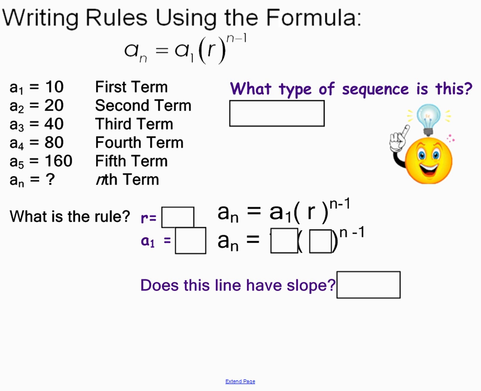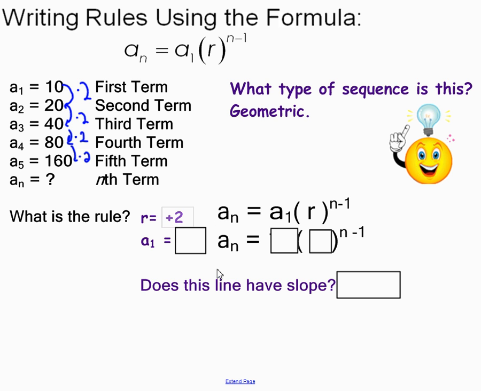I have a sequence over here. My first term is 10, my second is 20, my third is 40, my fourth is 80, my fifth is 160. So what am I doing each time? I'm multiplying by 2. Multiply by 2 each time. So if you notice, I didn't write add 2. I actually put the dot so that I know that I'm multiplying. Because I'm multiplying, I know that this is a geometric sequence. My common ratio, what I'm multiplying by, is 2.